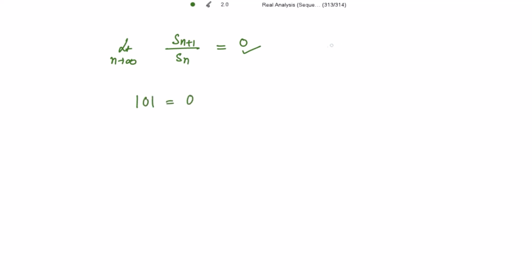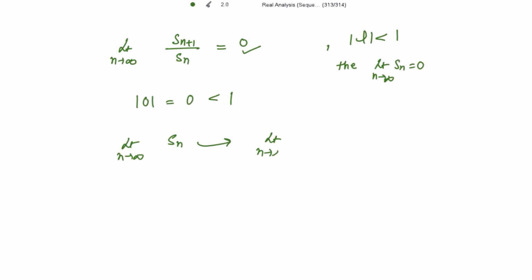And what is the condition? If the mod of the limit L is strictly less than 1, then the limit n tends to infinity of Sn is equal to 0. Yes, this 0 is strictly less than 1. So that means the limit n tends to infinity of Sn, what is Sn? It is x to the power n divided by n factorial. This will be equal to 0, right? From the theorem.